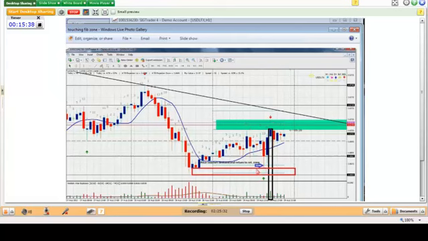But as you can see, it stopped and halted right when it got to the 50 to 618 retracement zone. This is, ladies and gentlemen, a very important zone to pay attention to. Why does the market respect it? Because most traders are using it, even the banks.